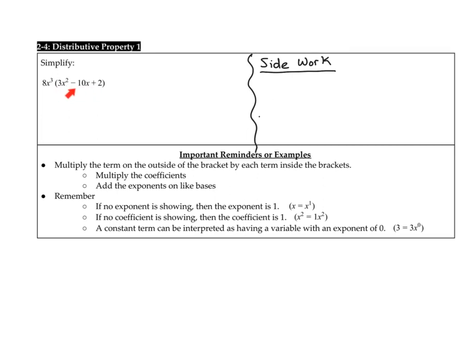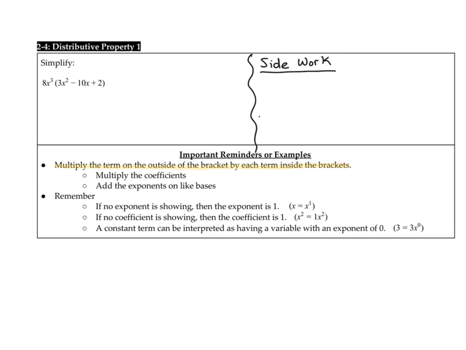The polynomial will be put into brackets. The monomial could be at the front, such as here, or it could be at the back, such as over here, but the idea is that the polynomial will be put into brackets. And what you do is you multiply the term on the outside of the brackets by each term inside the bracket.